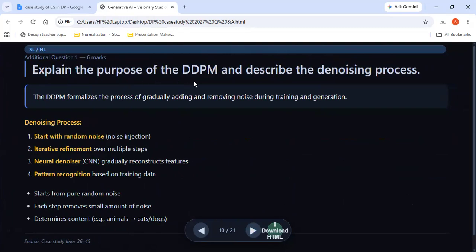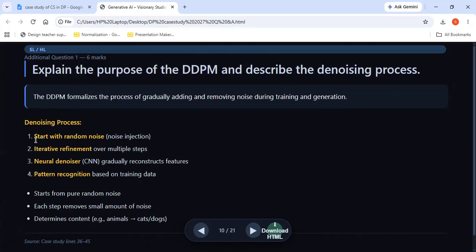Explain the purpose of DDPM and describe the denoising process. DDPM formalizes the process of gradually adding or removing noise during training and generation. The model is first trained with some data sets, and then it tries to generate new images.